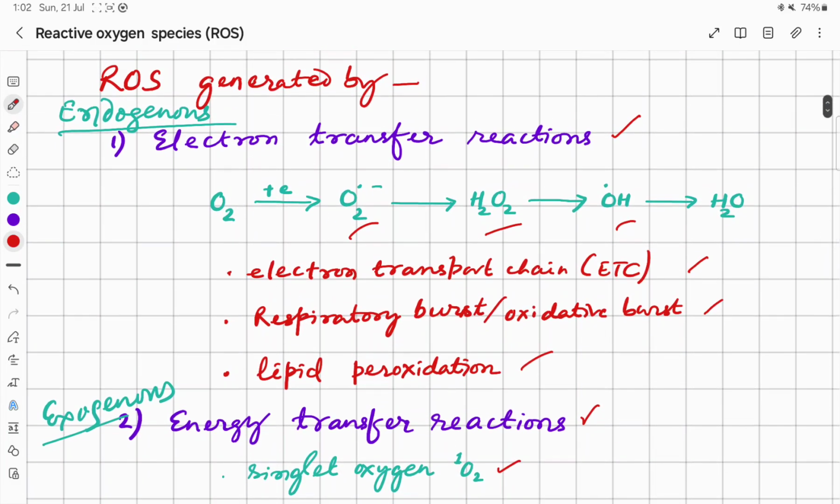We can generate the reactive oxygen species by either electron transfer reactions or energy transfer reactions. The electron transfer reactions occur mainly by the electron transport chain, respiratory burst and lipid peroxidation. We will discuss them one by one. Free radicals like superoxide and hydroxyl radical and non-radicals like hydrogen peroxide are all generated by electron transfer reactions, and singlet oxygen is produced by energy transfer reactions.